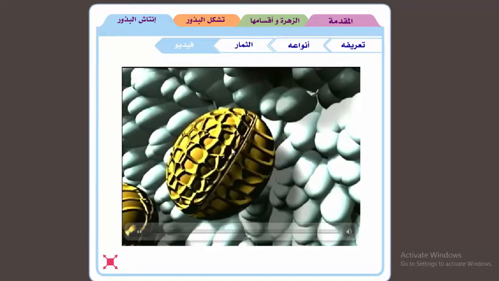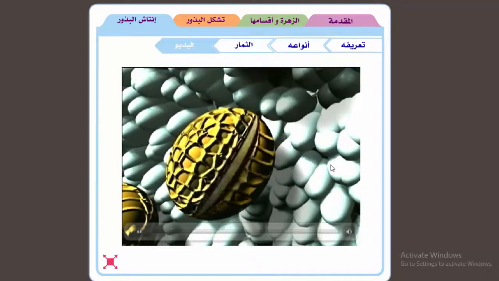The pollen grain now absorbs water and begins to swell.